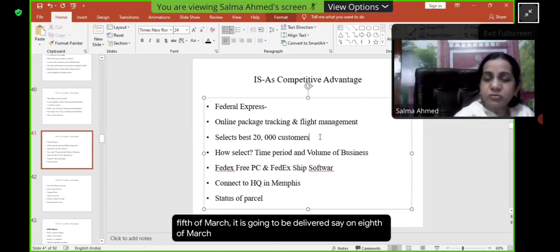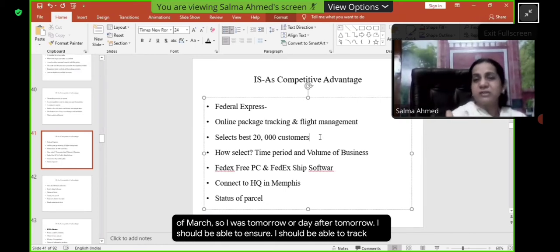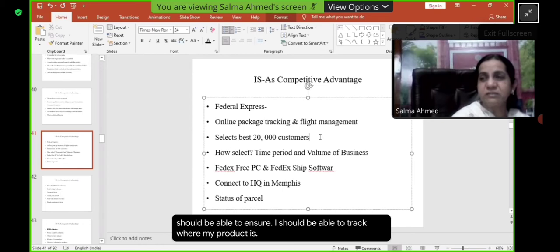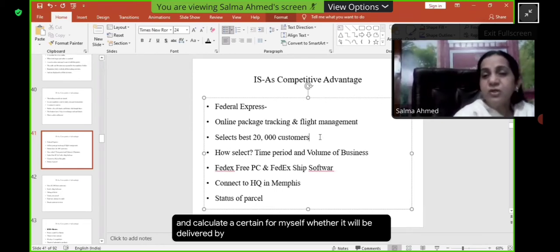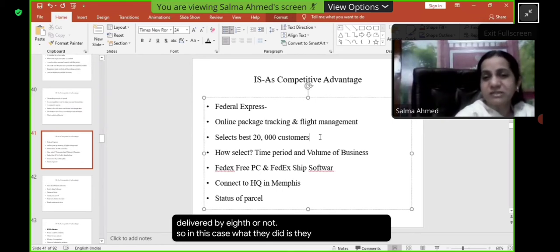So tomorrow or day after tomorrow, I should be able to track where my product is and ascertain for myself whether it will be delivered by 8th or not. So in this case, what they did is they selected 20,000 best customers.